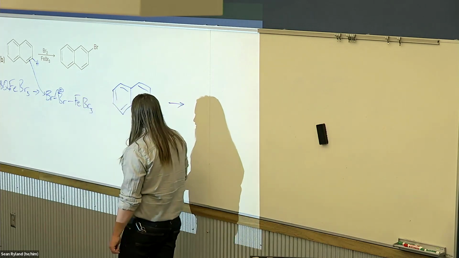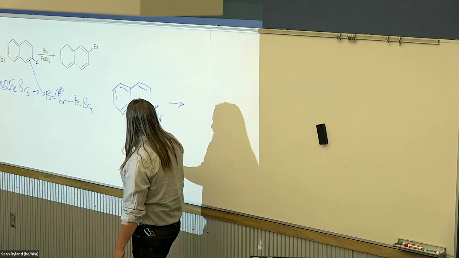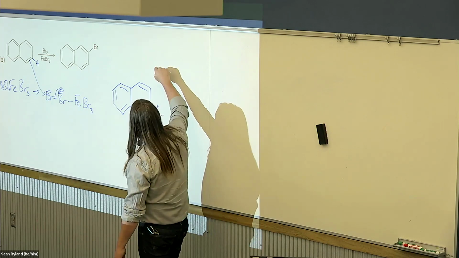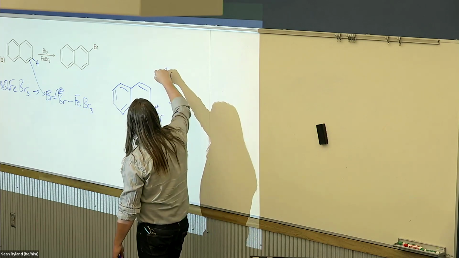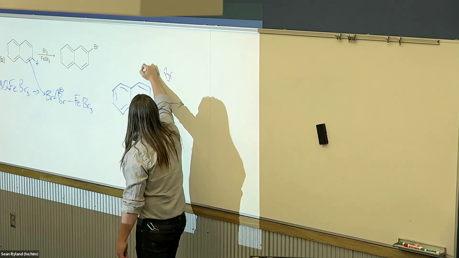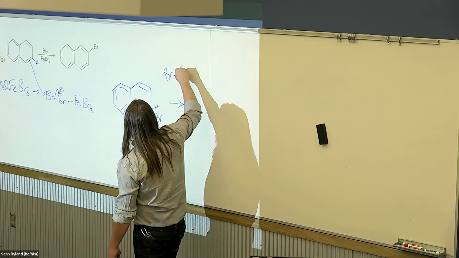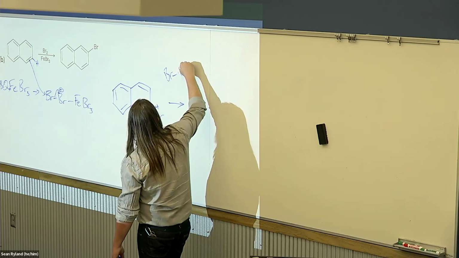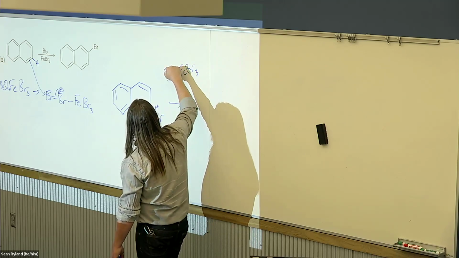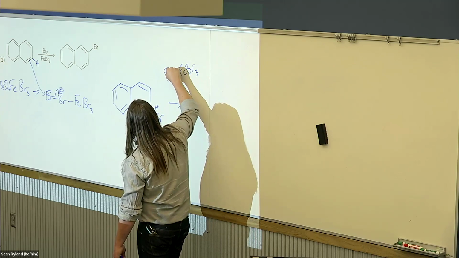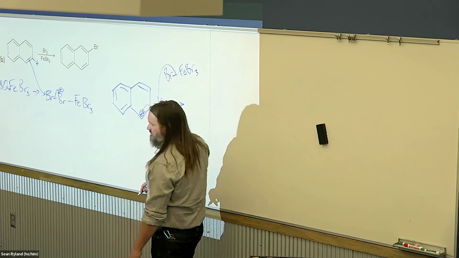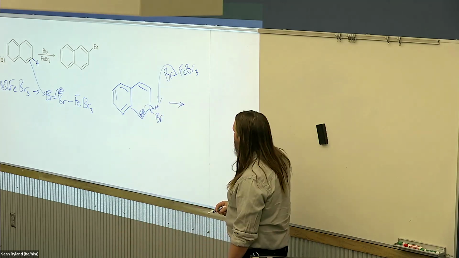And then once we get the sigma complex, then we just have to have a base. So we'll just do a bromide. So bromine is attached to the FeBr3. And then come in here, grab hydrogen, those electrons go back. And we get our product.